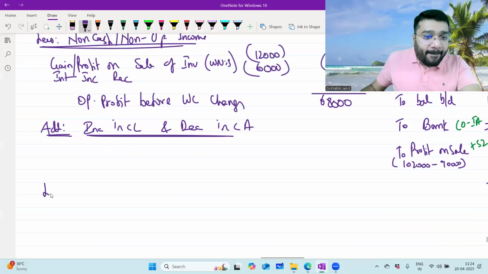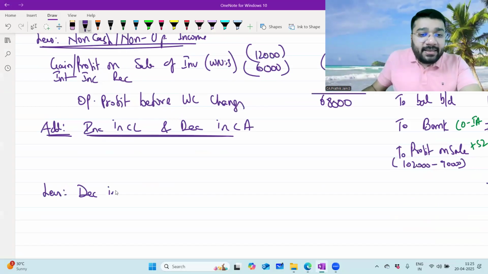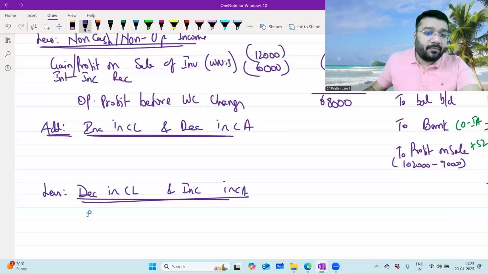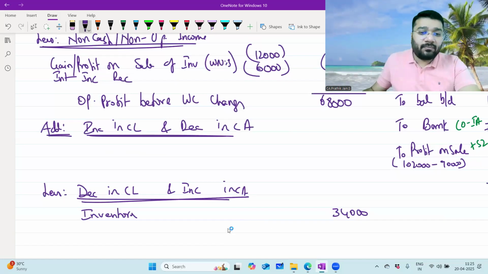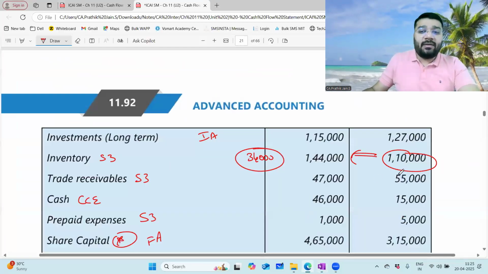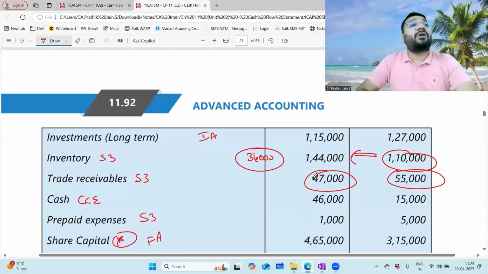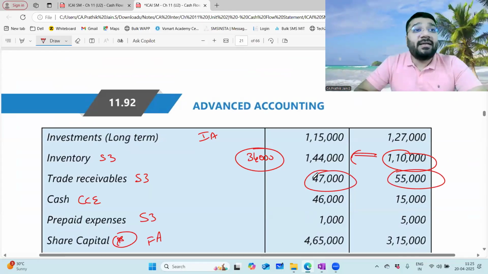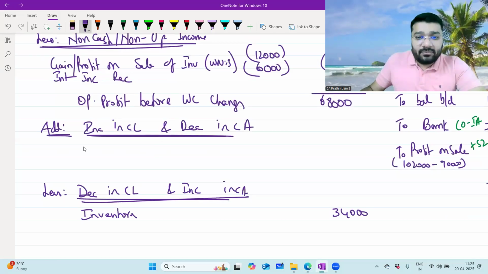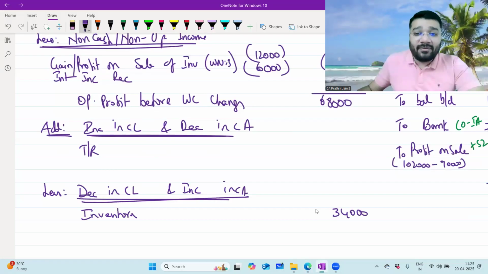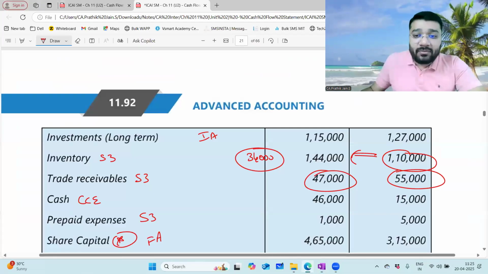So leave some lines. Less: decrease in current liability and increase in current asset. Inventory, how much? 34,000. Okay. Trade receivable, 55,000 to 47,000. Increase or decrease? Decrease in assets. So should it be added or subtracted? Add. We will add. Trade receivable, how much? 8,000.